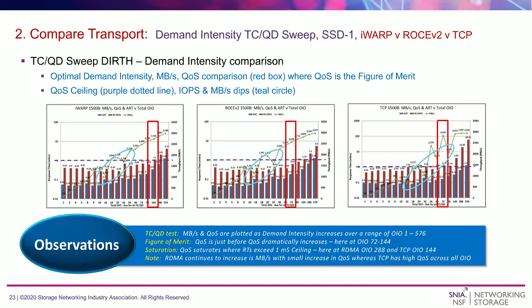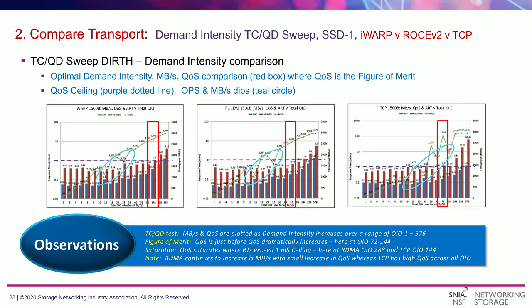The y-axis on the left shows you response times, and this is on a log scale. You can see that the purple line is 1 millisecond, which we place as the preferred maximum response time ceiling. The blue bars and red bars are response times. The blue bars are average response time, but what we're looking at as a figure of merit is the red bar, which is 5 nines or quality of service.